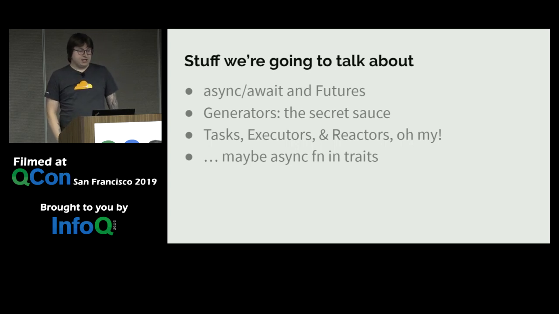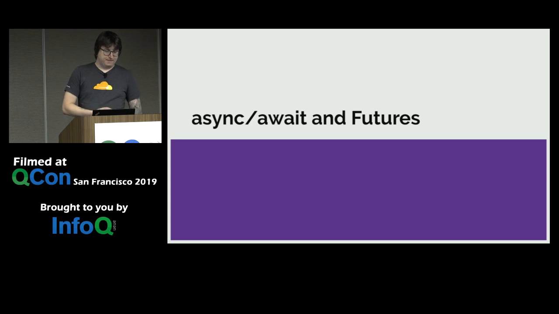And then finally, tasks, executors, and reactors, oh my, which is sort of how the futures actually execute. And there's some different parts that are broken up into that. So those 3 things at first are like the most important thing to understand. And the last one is an interesting extension to the language that I personally find really interesting. So it's a little bit more about the future. So let's get into it.